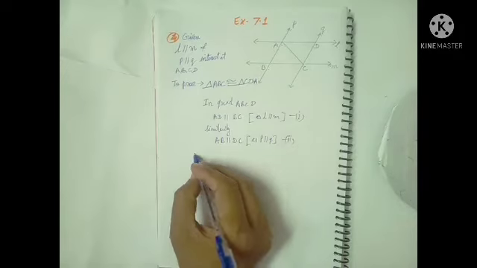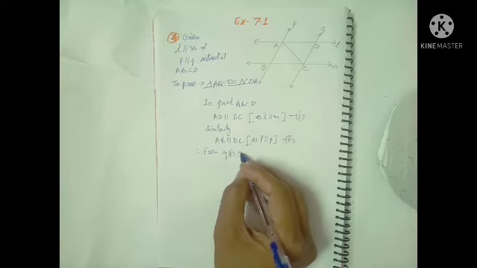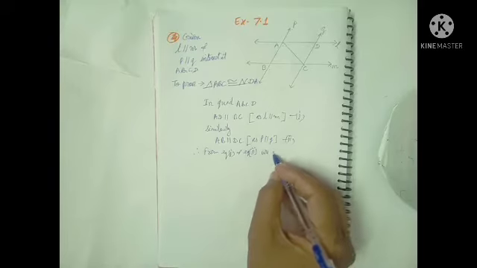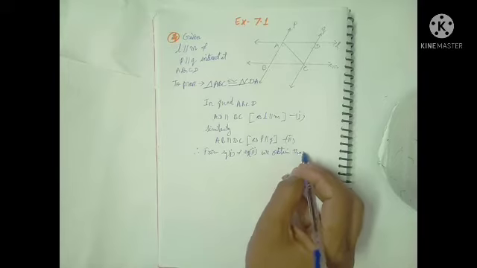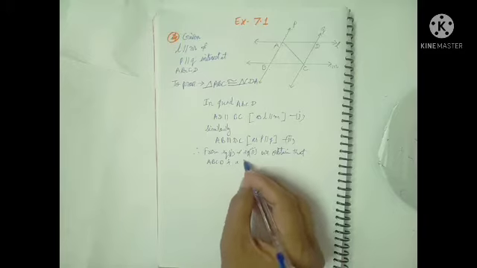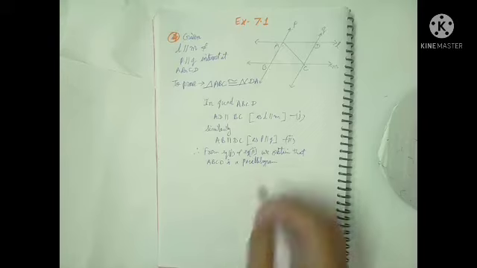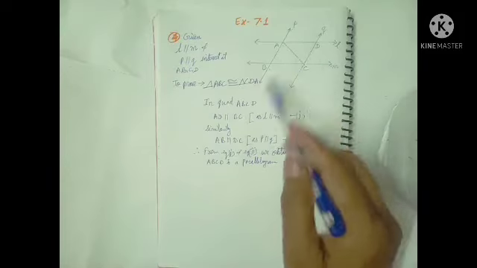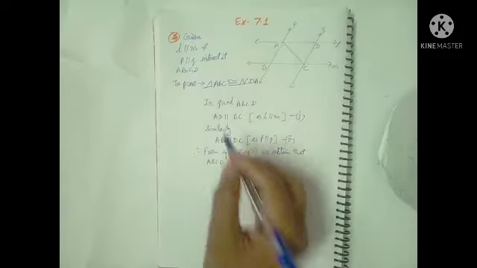So therefore from equation 1 and equation 2 we obtain that ABCD is a parallelogram, because if in a quadrilateral both pairs of opposite sides are parallel, then it is called a parallelogram. Now we can start.